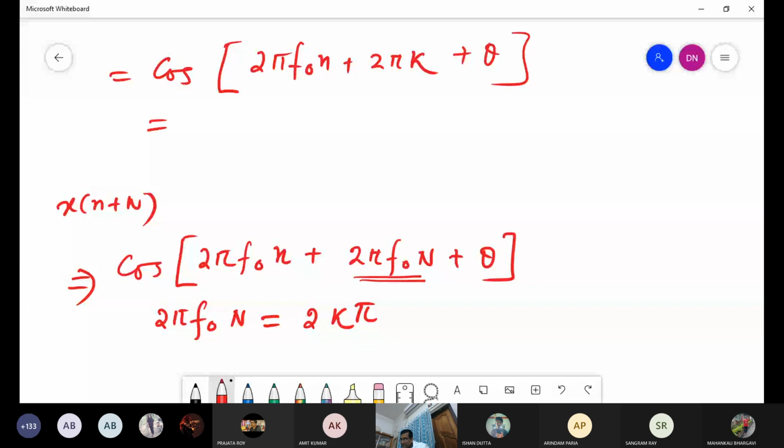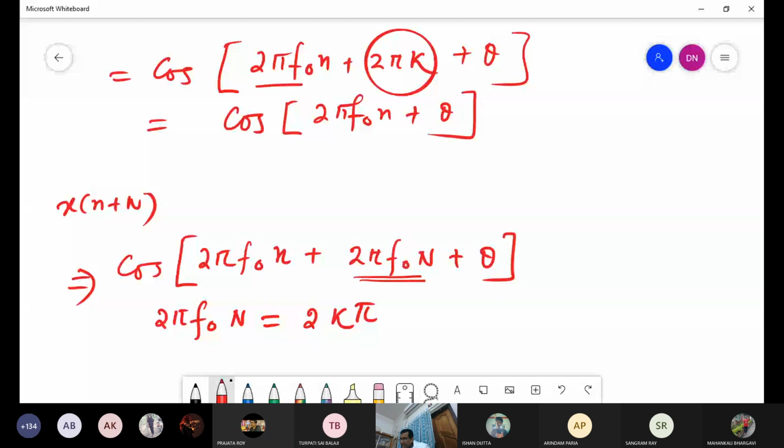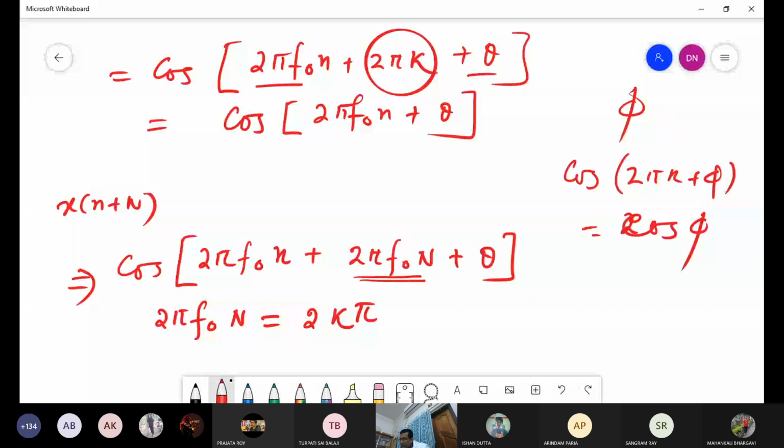Expand it, sir. This is cos of twice pi k plus phi. So you can write simply, it is equal to cos twice pi f0 n plus theta. Is there any problem if you write this? No, sir. Suppose this plus this is equal to some phi. Then cos twice pi k plus phi is equal to cos phi. And phi is equal to what I have written, phi is equal to twice pi f0 n plus theta. So this is nothing but cos twice pi f0 n plus theta.